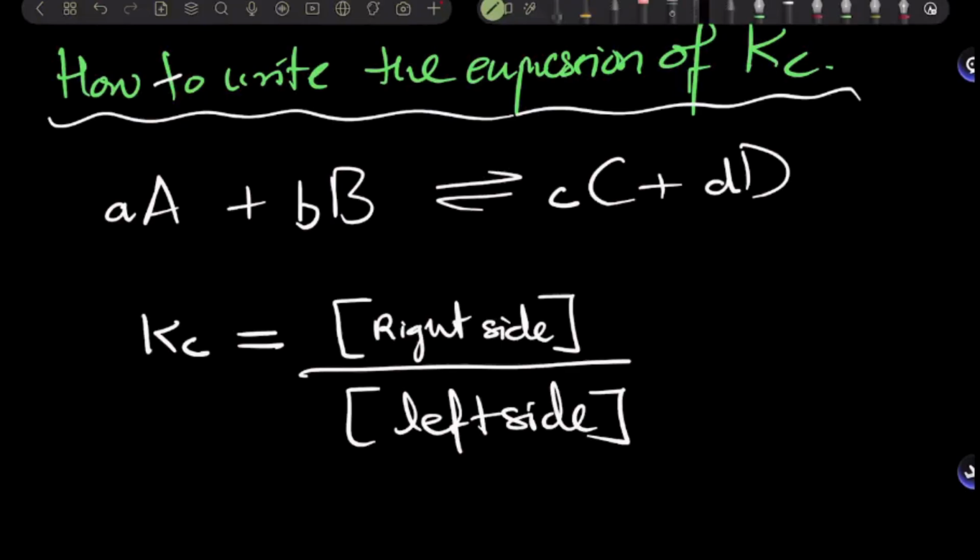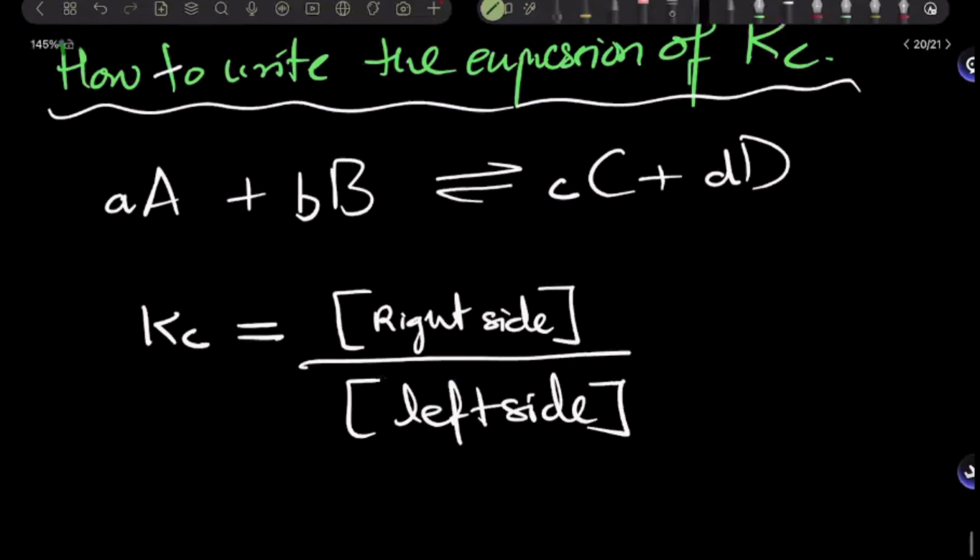This is the general form. So concentrations of the species on the right-hand side divided by the concentration of the species on the left-hand side. And since it is an equilibrium expression, always insert the concentrations of the right or left side species which are present at equilibrium. The equilibrium concentrations must be inserted over here.